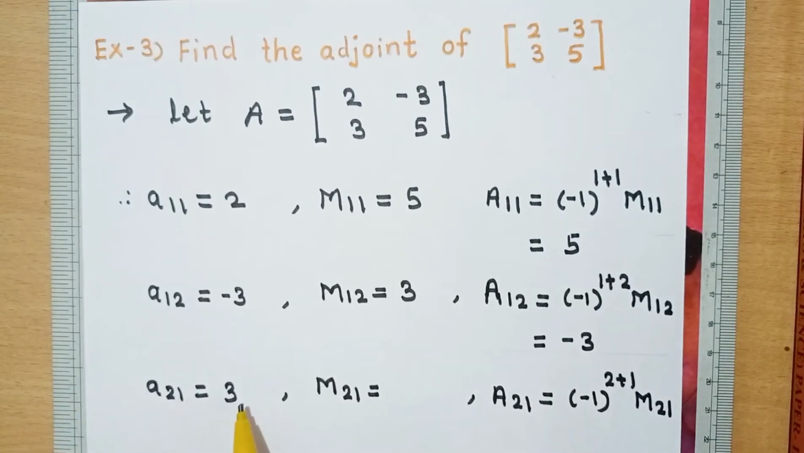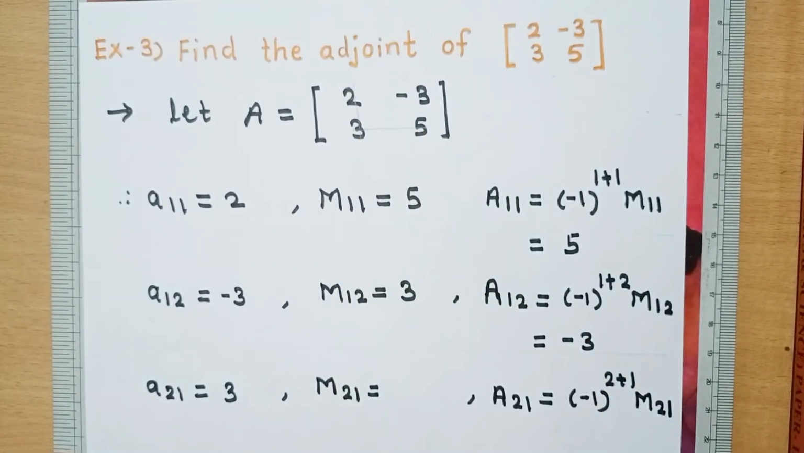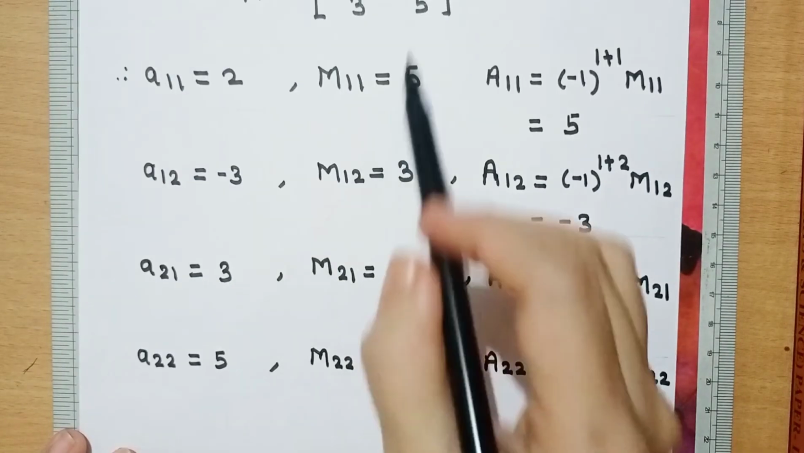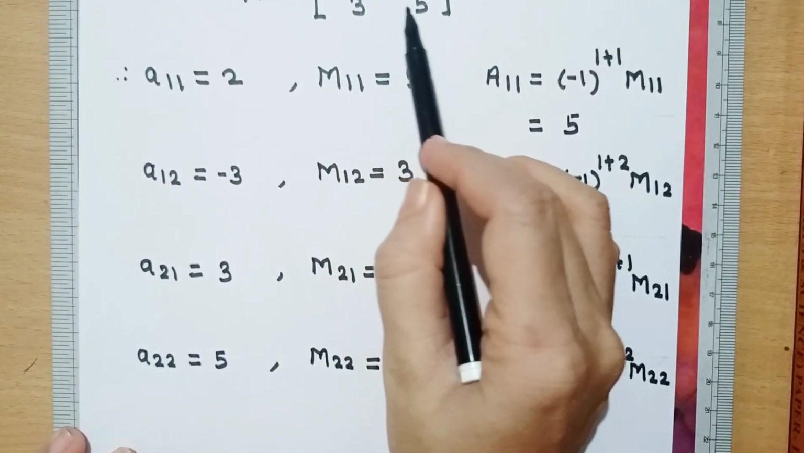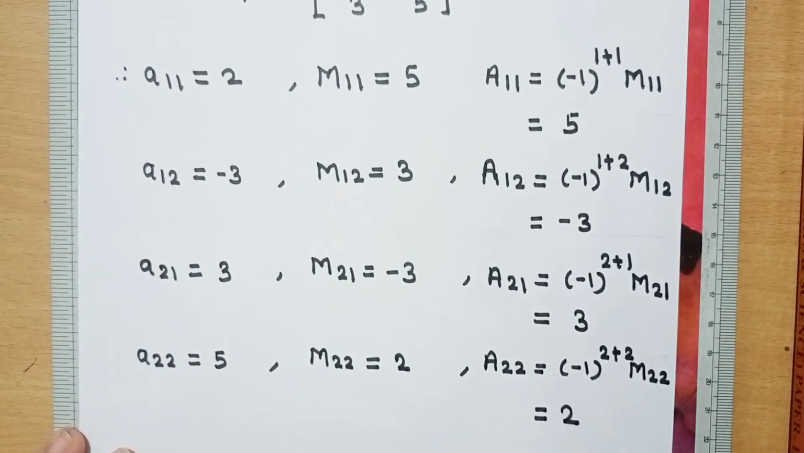Now for this element, delete this row and column. So the minor is this, minus 3, and for the cofactor, check the index: 2 plus 1 is 3. This is an odd number, so we have to write the opposite of this. That means plus 3. The last element is 5. Now delete this row and this column. So we have the number 2 as the minor. And since this is an even number, write down this as it is.